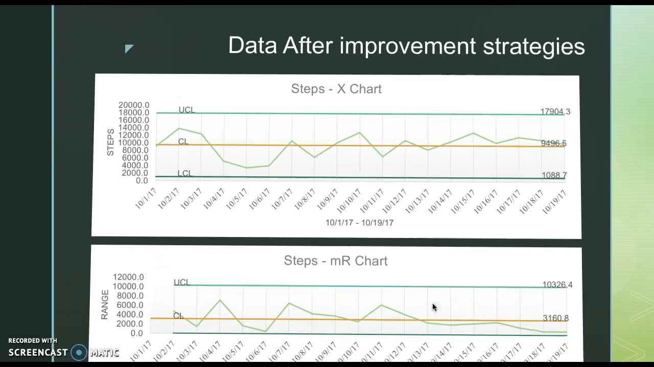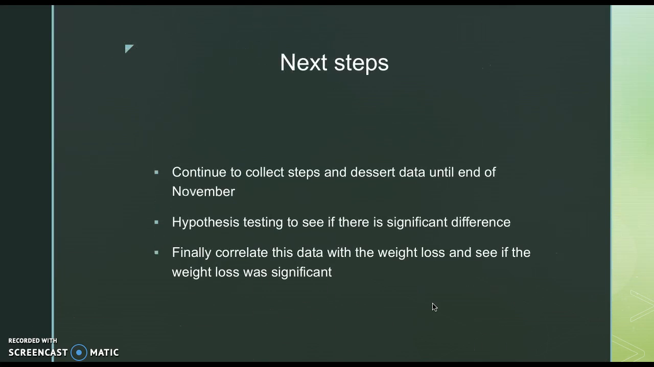So the next step for my project will be to continue to collect the data for steps and dessert until the end of November, and then finally do a hypothesis testing, to see if there's a significant difference between the data collected in October compared to September and the data collected in November compared to October. And finally correlate all this data together with the weight loss and see if there was a significant weight loss identified with the hypothesis testing.